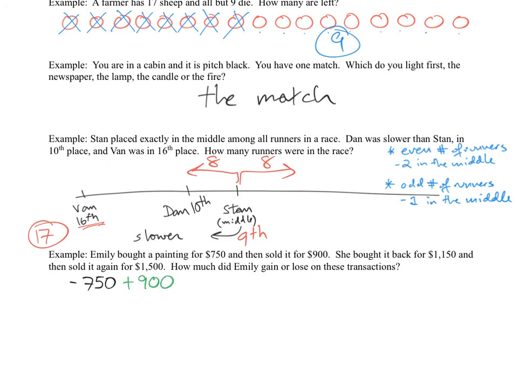Emily then bought it again. She must have seen some more value there that wasn't there. So she spent money leaving her account, being subtracted from her account, at the tune of $1,150, but then sold it again, so money coming back into her account for $1,500. And if you total all this stuff up, it would be a positive $500. And it's important to know what sign you have, because positive means you would gain, and if it were negative, that means you would lose.